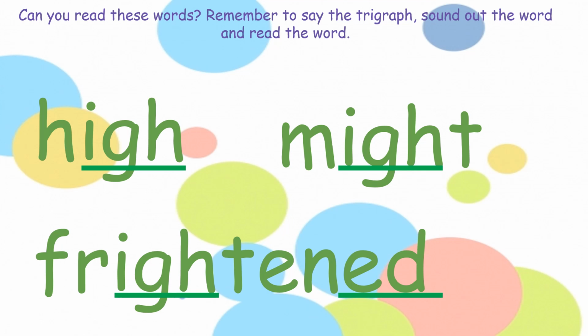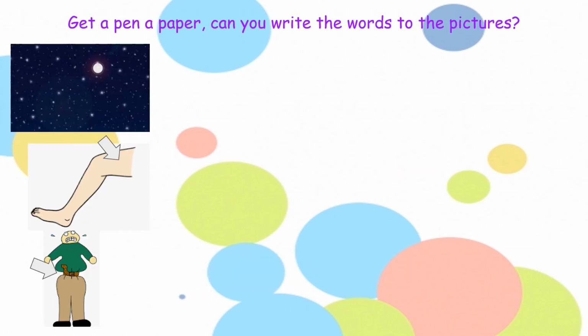Superstars, well done. Now on the screen we have some pictures and it's your job to try and write the words to these pictures. So looking at the first picture, we have the word night because the picture is of the moon and the stars at night time. So repeat after me, your word is night.